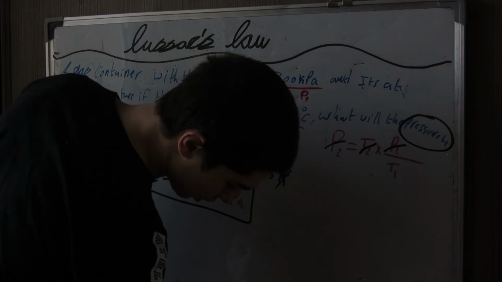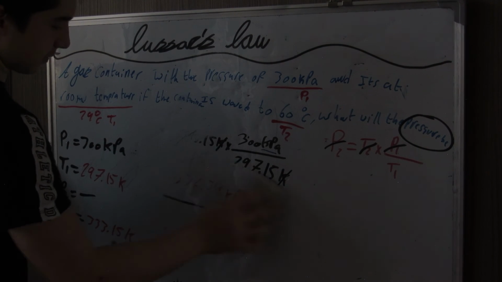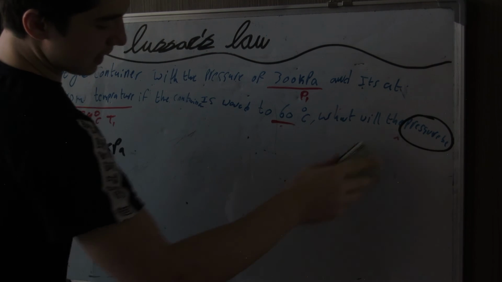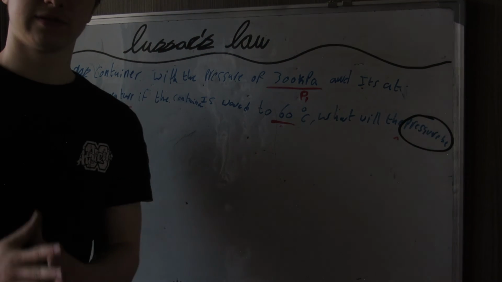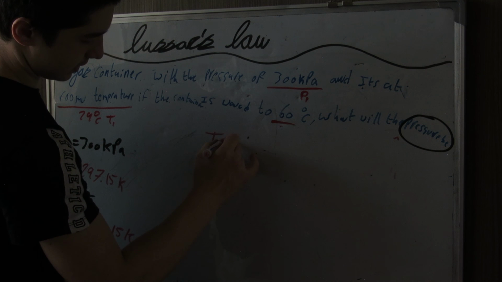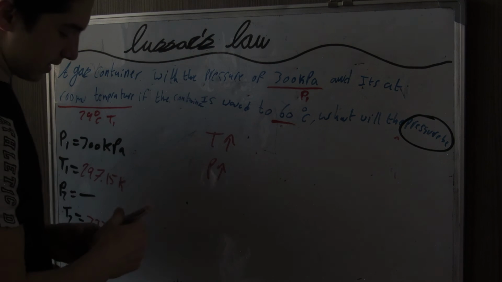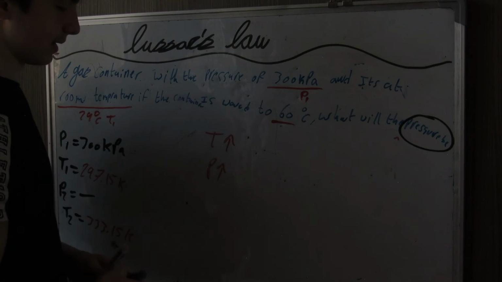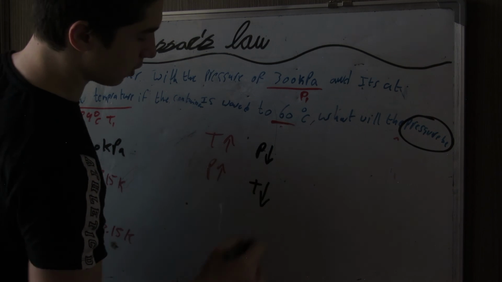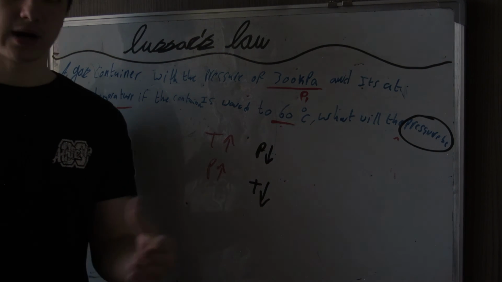So it's a really simple concept. Let's do a quick revision. We talked about the relationship between the pressure and temperature, as they are a proportional relationship. As one variable increases, the other variable must increase. And if one of the variables is decreasing, then the other variable must decrease with it. So this is all about Lussac's law, and I hope it is useful.